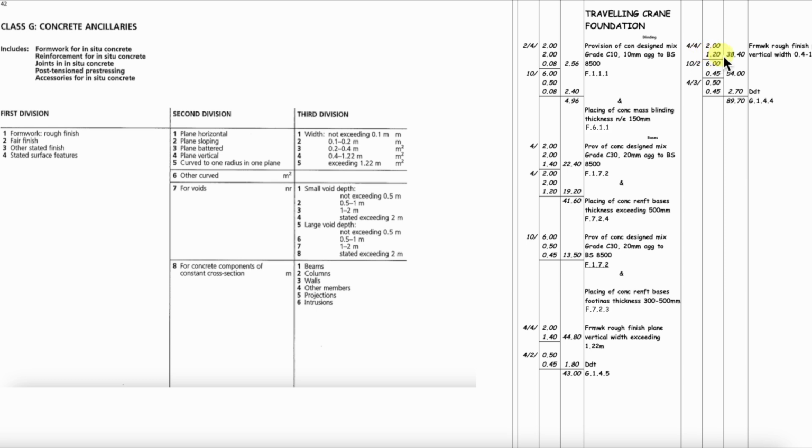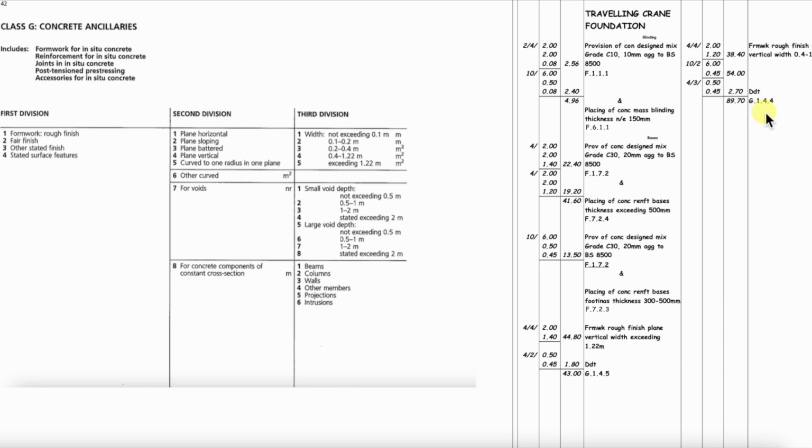The width is 1.2, which fits into that category. And for the beams, 0.45 also fits into 0.4 to 1.2. So the code is G144. Let's have a look. G1, formwork rough finish, 4, plain vertical, and 4 again, 0.4 to 1.2 meters. So the descriptions for formwork are validated by the method of measurement.